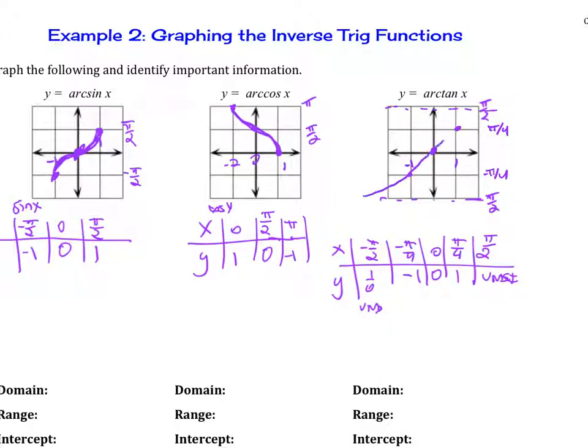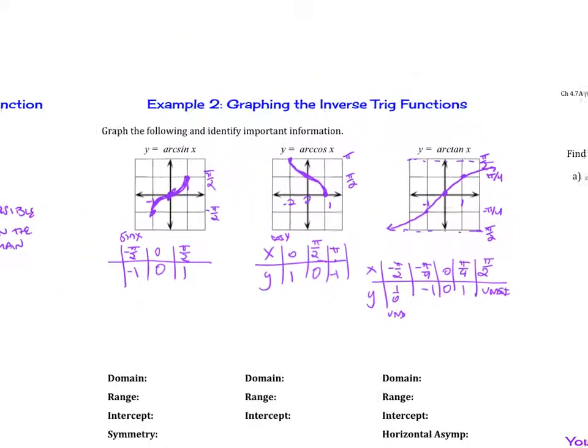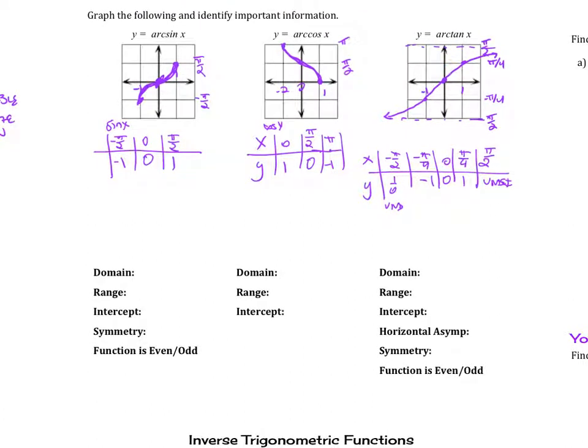Notice it's just flipped over, right? Inverse graphs. So let's talk about the domain, range, and other important points for each of these trig functions. For sine, the domain is between negative 1 and 1. Those are their x values. Our range is between negative pi over 2 and pi over 2. The y-intercept is 0, 0. Symmetry is over the origin, so therefore it is an odd function.